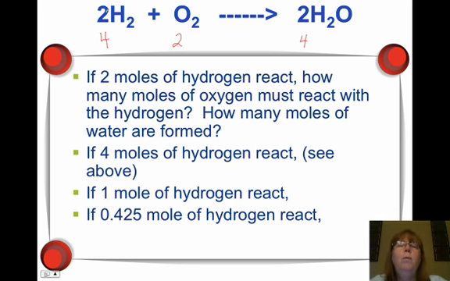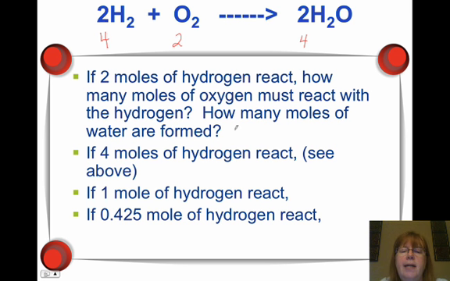What if only 1 mole of hydrogen reacted? If 1 mole of hydrogen reacted, how many moles of oxygen would react? It would be a half of a mole to form a mole of water. The thing is the numbers aren't always so nice to us, like 0.425 moles of hydrogen. So you can think of it like a recipe, and so it'll make sense to you, but we have a method to help you keep these numbers straight.